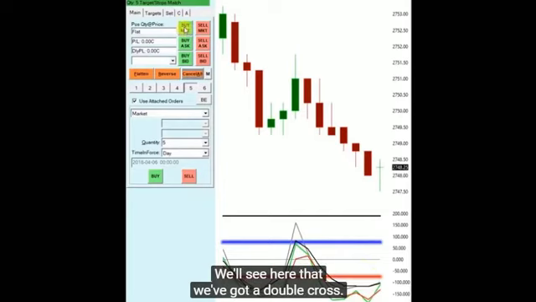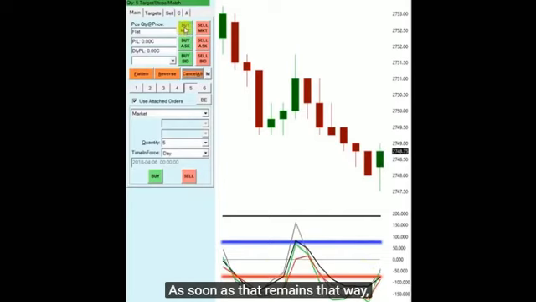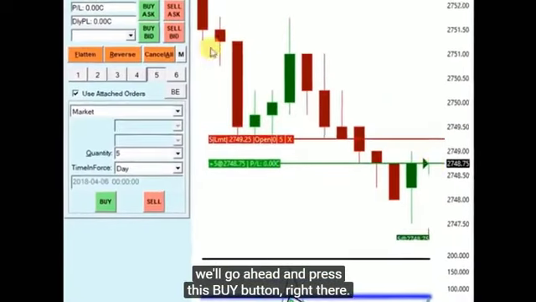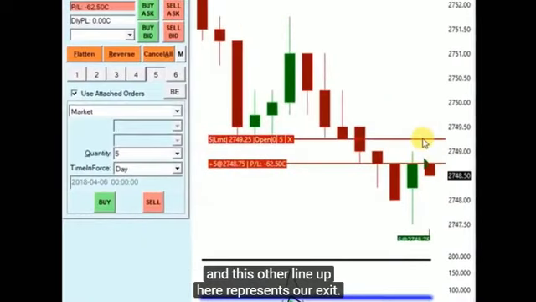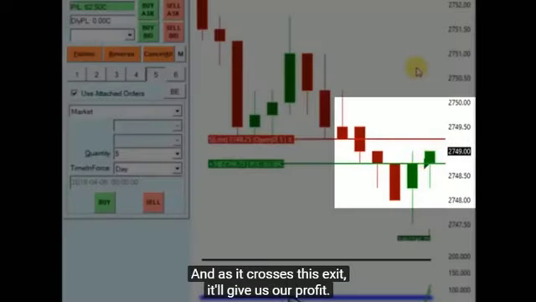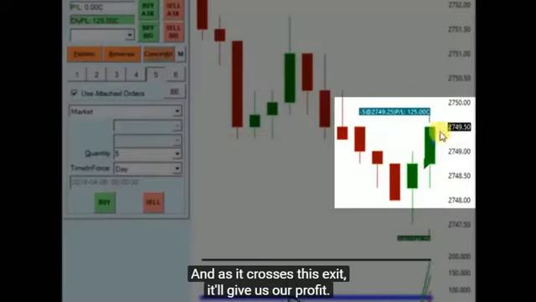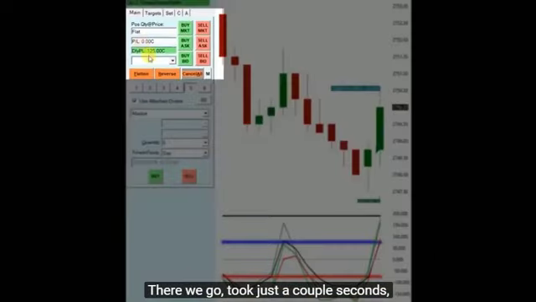We'll see here that we've got a double cross. As soon as that remains that way, we'll go ahead and press this buy button right there. And you can see our entry, and this other line up here represents our exit. And as it crosses this exit, it'll give us our profit. There we go. Took just a couple seconds, and we banked $125 profit.